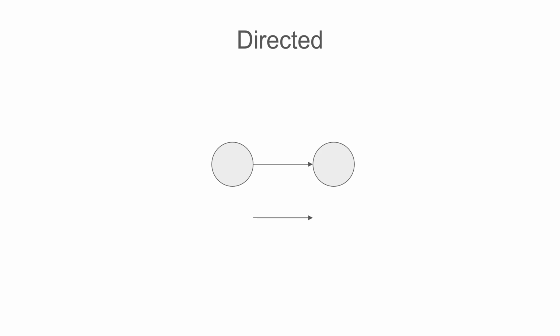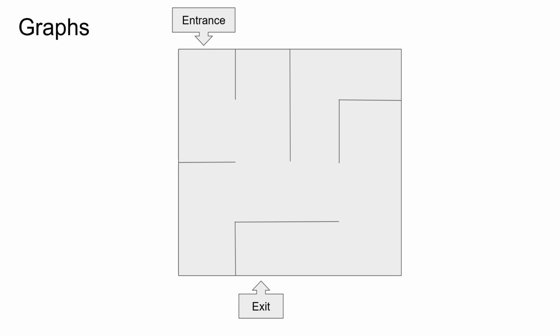Now that we've had a review on graphs, let's look at the pathing problem in the context of mazes. Given this maze, we want to find a path from its entrance to its exit. How can we tell if there's a path from one segment of the maze to another? And for that matter, how do we know what that path is?